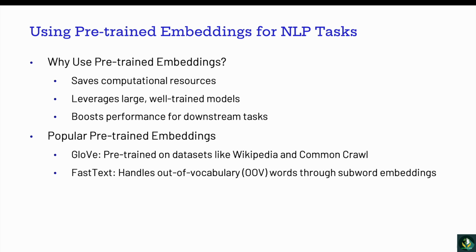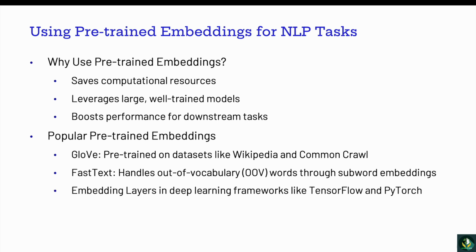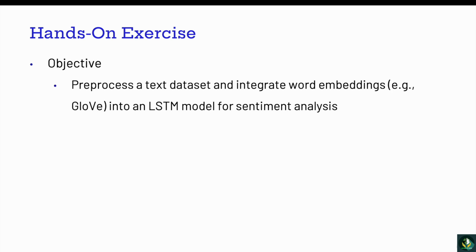FastText handles out of vocabulary, or OOV, words through subword embeddings. And then we have embedding layers in deep learning frameworks like TensorFlow and PyTorch. Now, with this, let's jump into our hands-on exercise where the objective is to pre-process a text dataset and integrate word embeddings, for example GloVe, into an LSTM model for sentiment analysis.